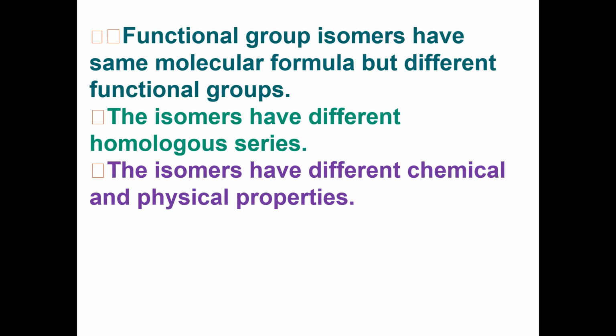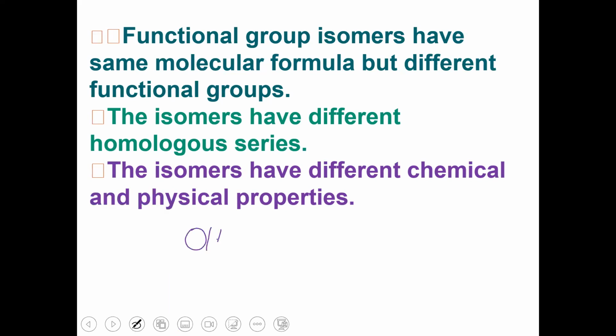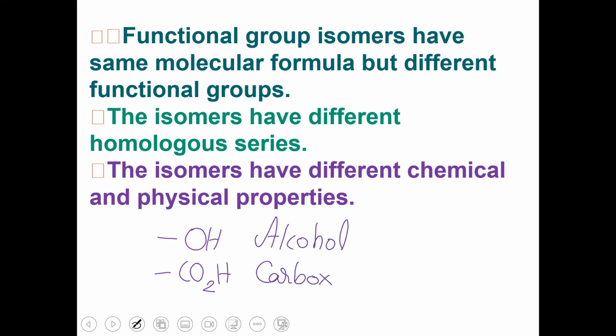Functional group isomers have the same molecular formula, but the functional group is different. Now remember this concept: the functional group is the identity of an organic molecule. For example, if I write OH, it means in our chemistry that this is an alcohol. If I write CO2H, it means in our chemistry that this is a carboxylic acid.